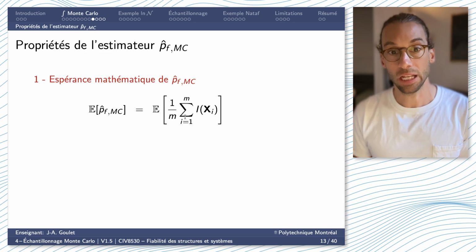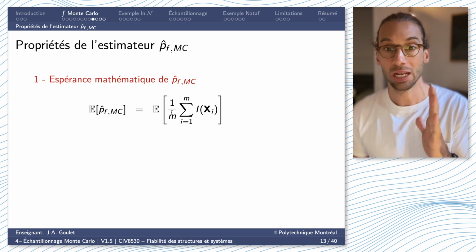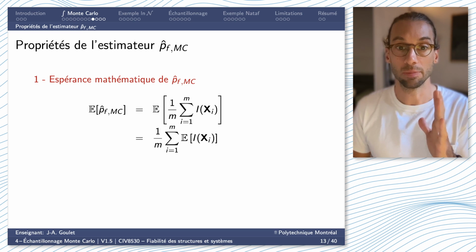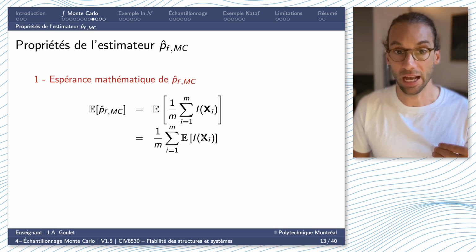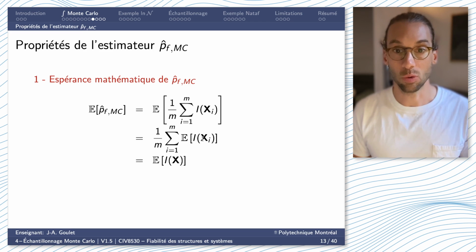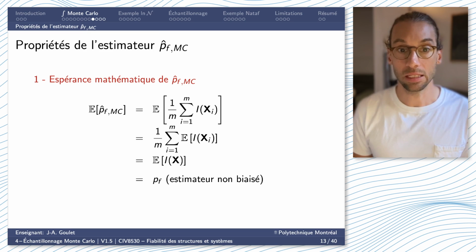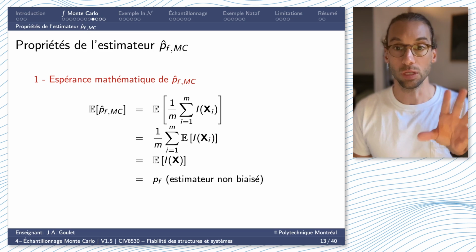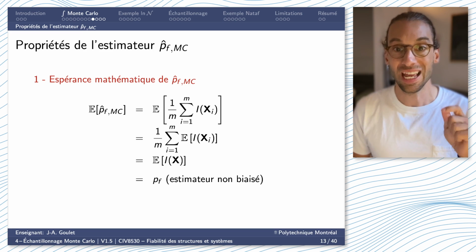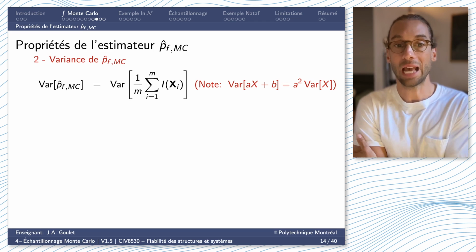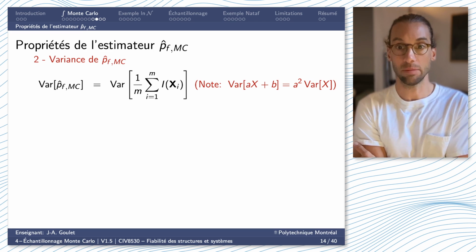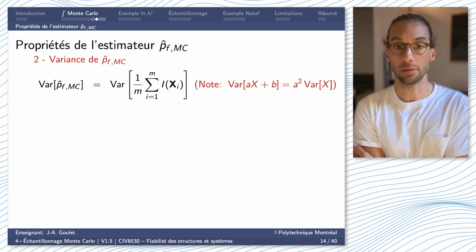We see that for something that is constant, we can push the expectation into it. So I'm going to have 1 over m times the sum of the expectation of I of xi. In that case, this is equivalent to the expectation of I of x. So that means that my estimator using Monte Carlo for the probability of failure is not biased. The second property: we can look at the variance of my estimator for PF, my probability of failure.